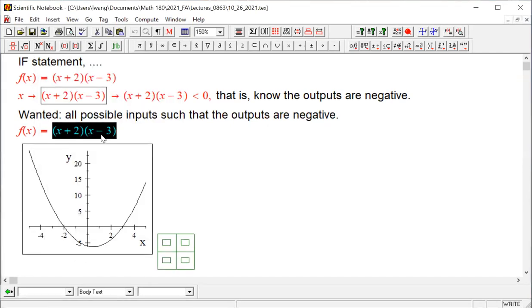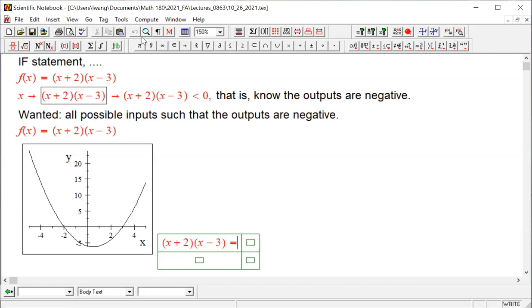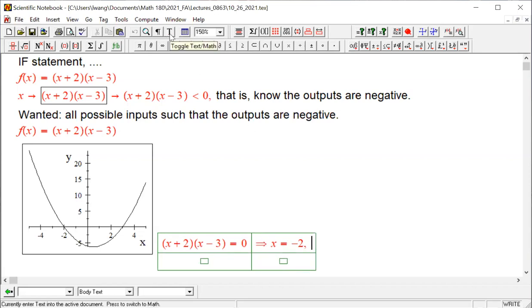Right? If the output is 0, that means this factor is equal to 0, right? And what will be the consequence? The consequence, this will be principle number 5. So x will be equal to -2 or positive 3. What does that tell us?